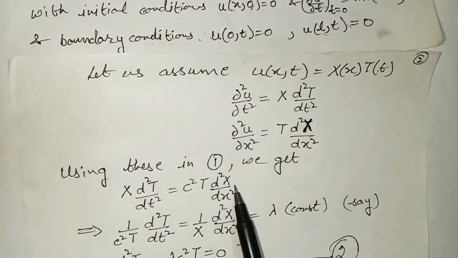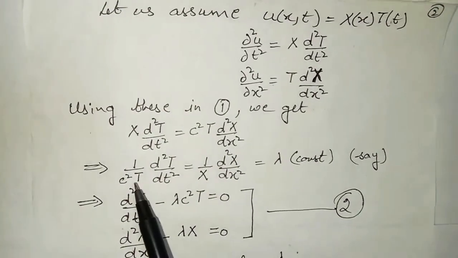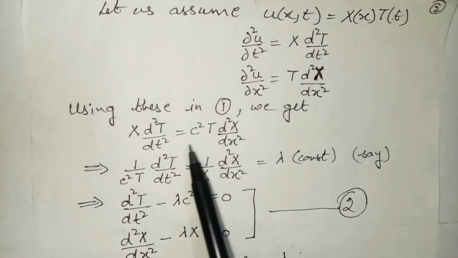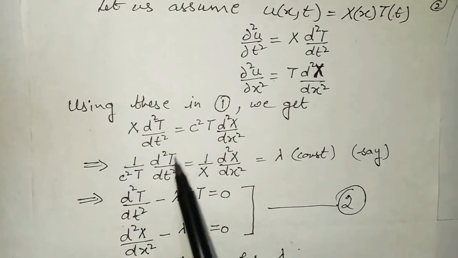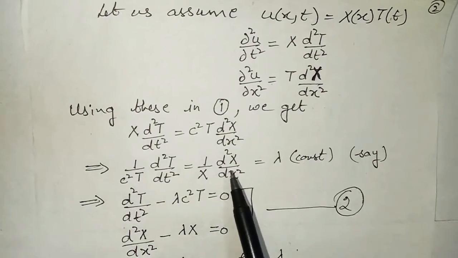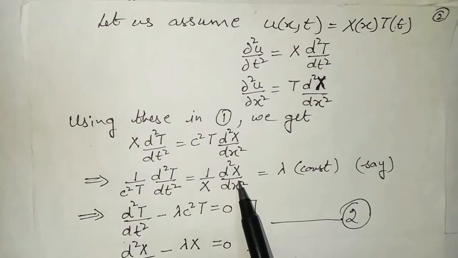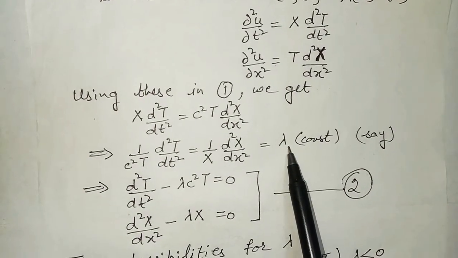Equation 1 becomes this. Now we separate the variables: all the terms involving t on one side and the terms involving x on the other side. So here on the left hand side we have all the terms of t, and on the right hand side we have the terms involving x, and equate this to lambda.